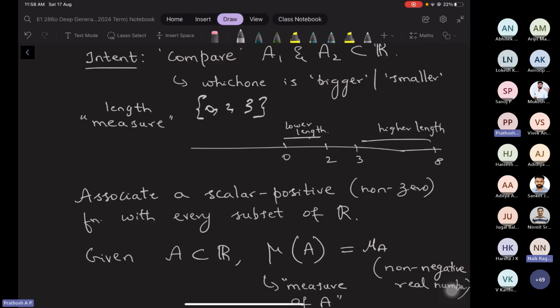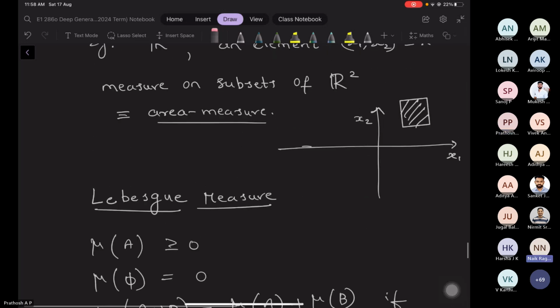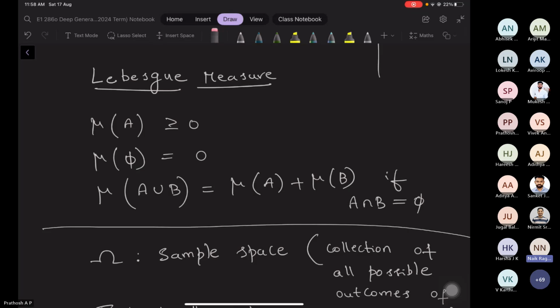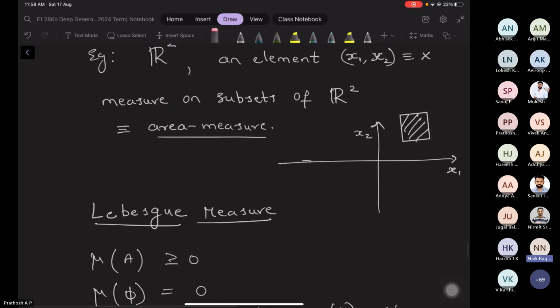See, it can be any subset. Any subset from the set of real numbers has an associated measure. But the Lebesgue measure of this particular singleton or discrete subsets of R is 0. That's all. If you come to this 2D picture, there we said that if you take the area of a line, it is 0.